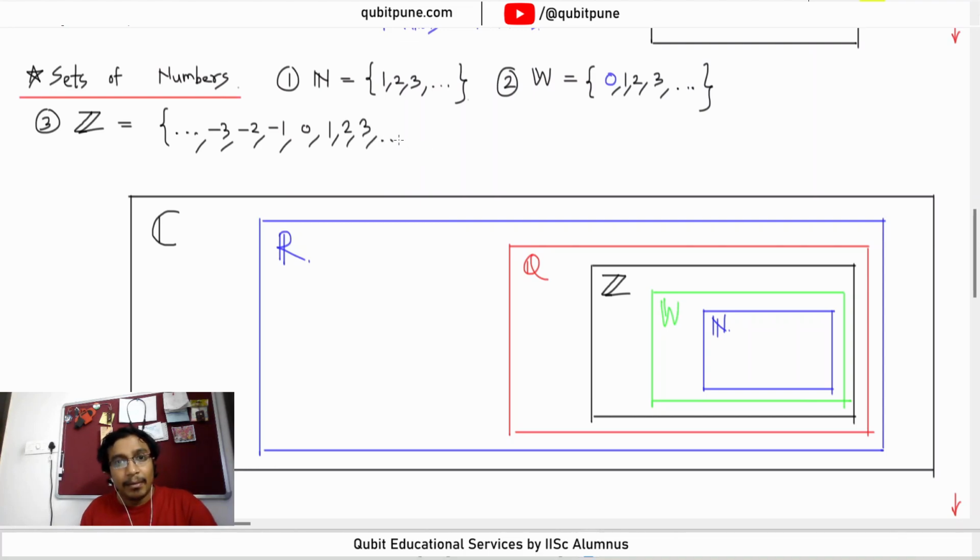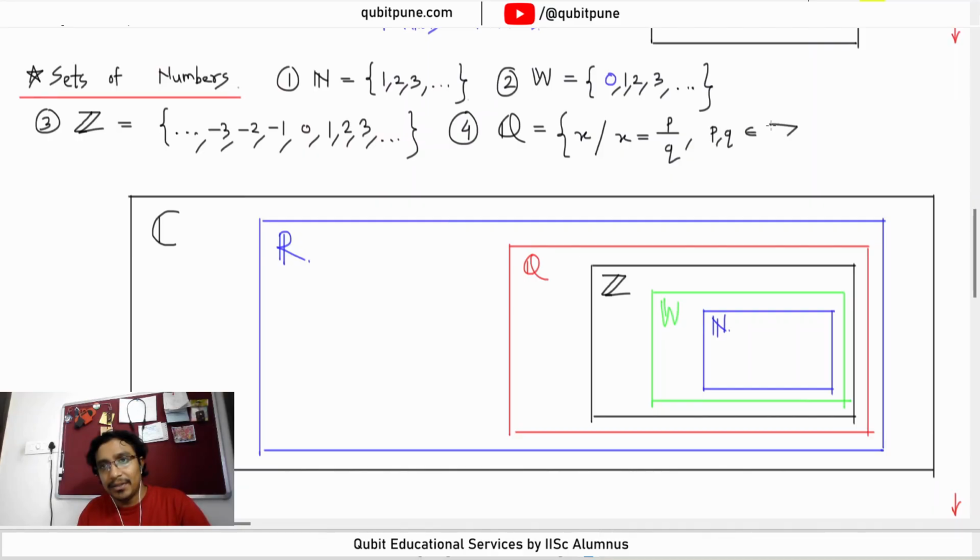But after this, when it comes to the set of rational numbers, we usually prefer the set builder form. So what is that? x such that x is equal to p by q, where p and q are integers and q not equal to 0. Do you remember or do you understand this definition of rational numbers? Yes?